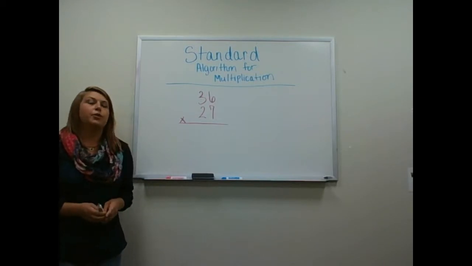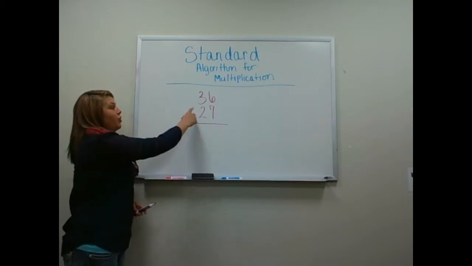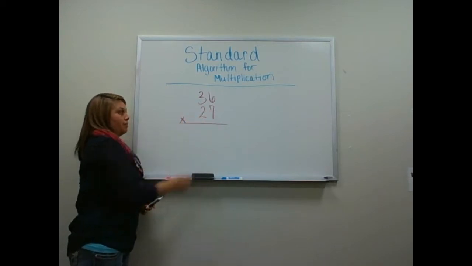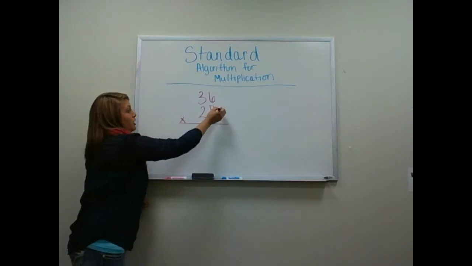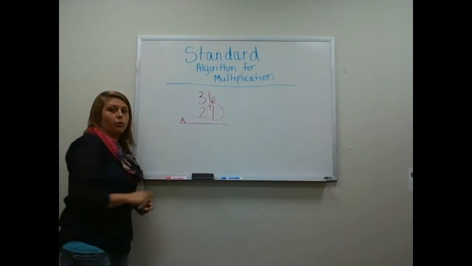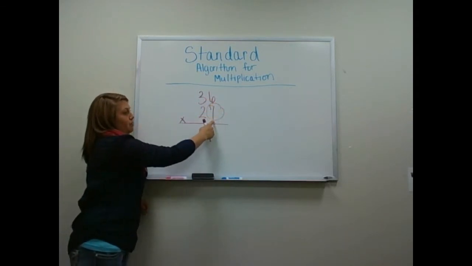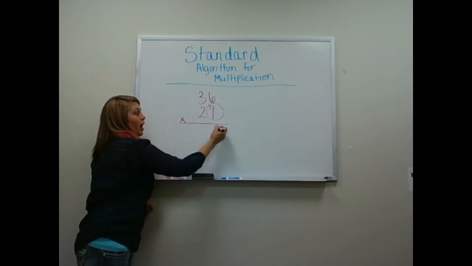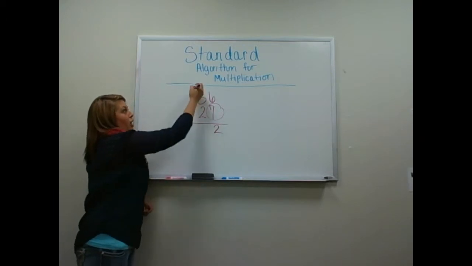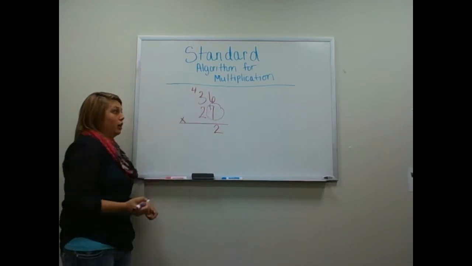So let's review. I have the problem 36 by 27. We are going to start with our go number, which is 7, right here in the ones column, and is going to be the bottom number. 7 times 6 is 42. So I place the 2 right here, and over here I carry over the 4.